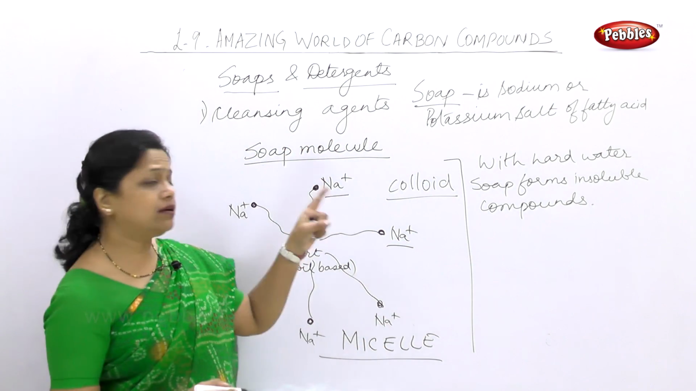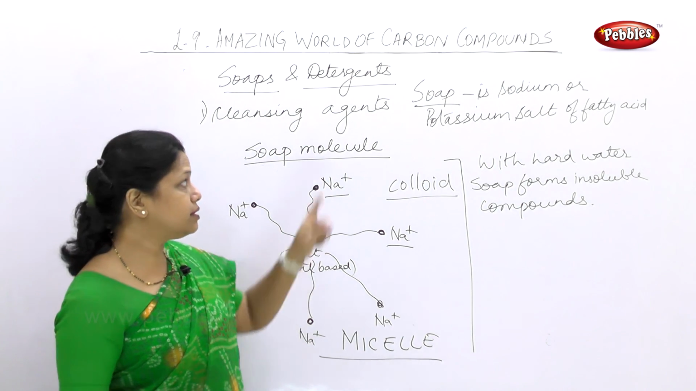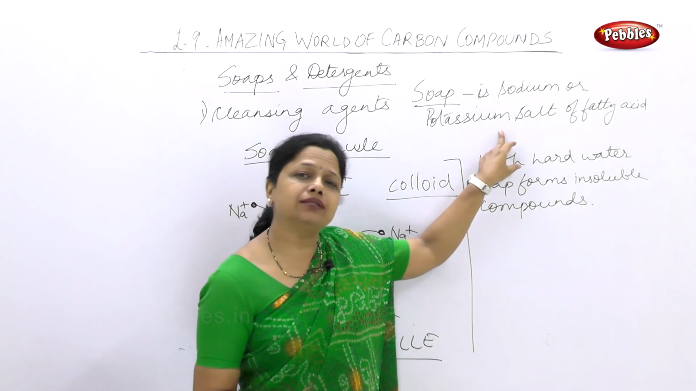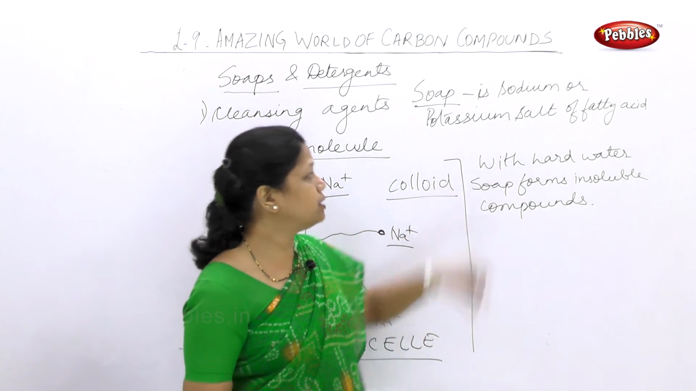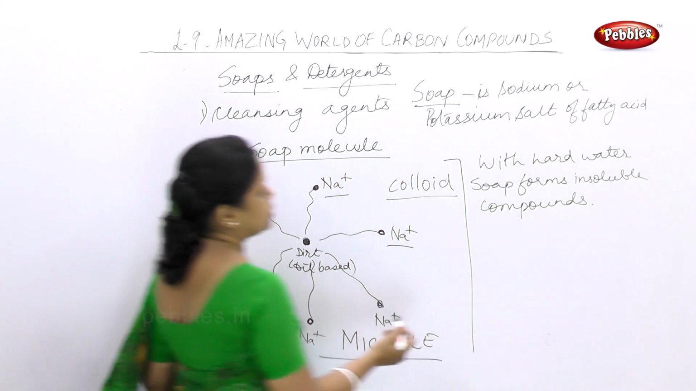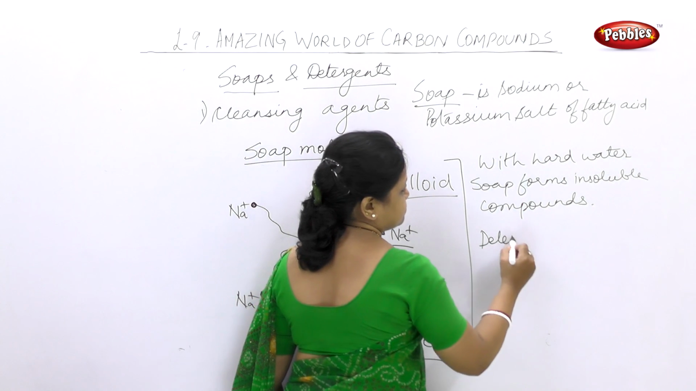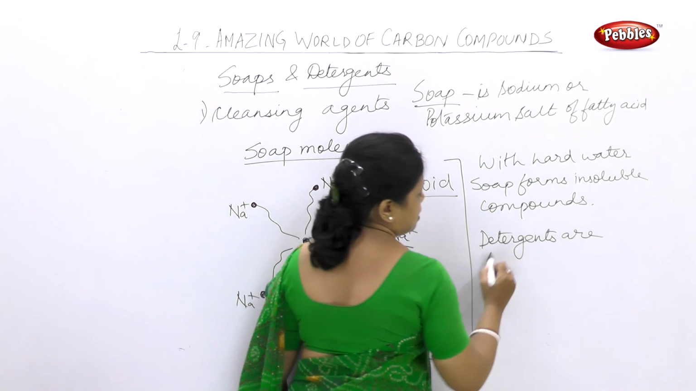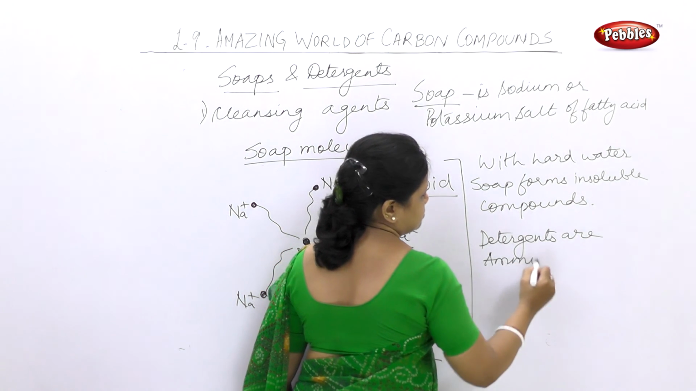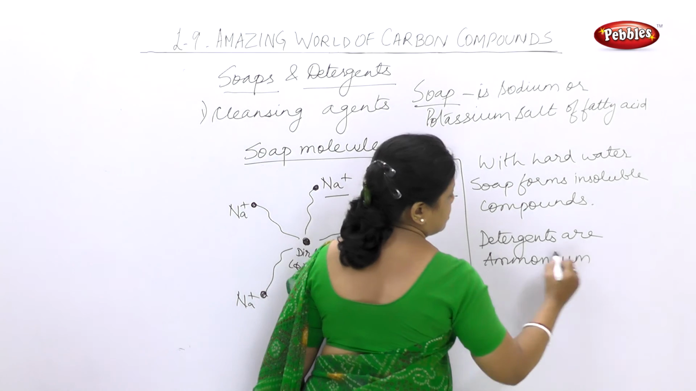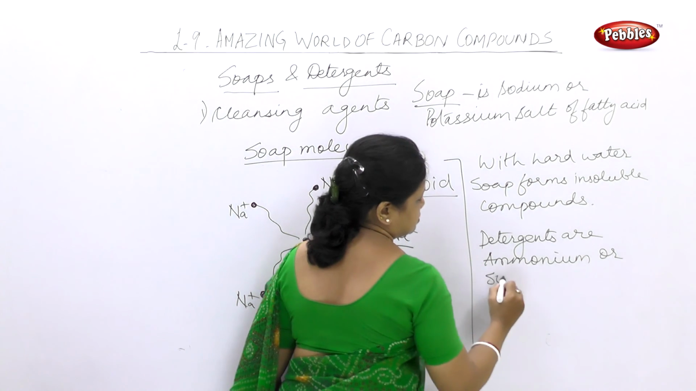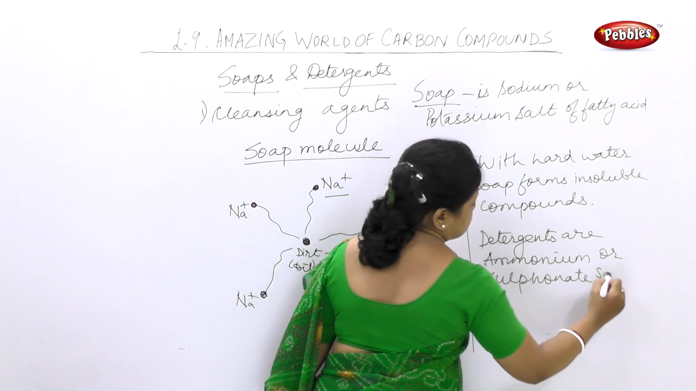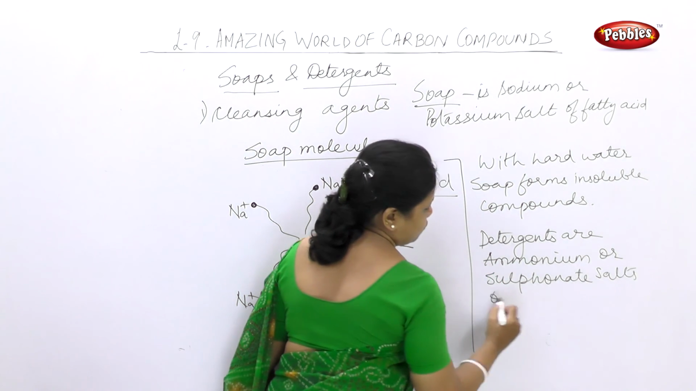Okay, but what about detergents? Detergents are not sodium and potassium salts. They are ammonium and sulfonate salts. What are they? They are called ammonium and sulfonate salts. So detergents are ammonium or sulfonate salts of fatty acids.